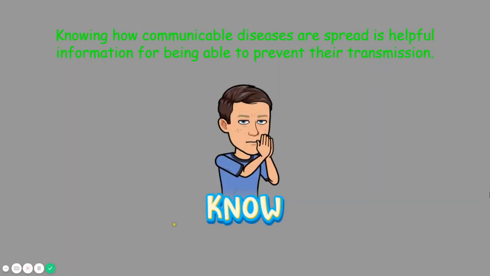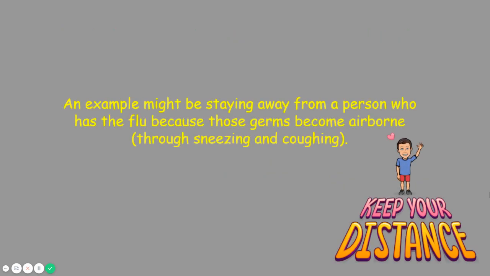Knowing how many communicable diseases are spread is helpful information for being able to prevent their transmission. An example would be staying away from a person who has the flu, because we know that flu germs can become airborne by sneezing, coughing, and even talking.